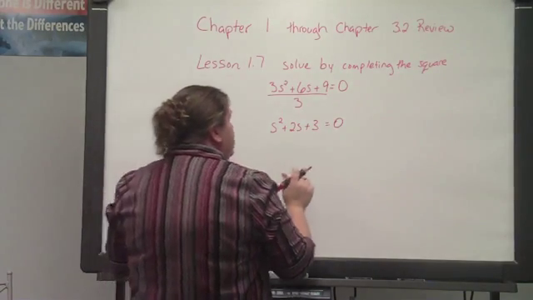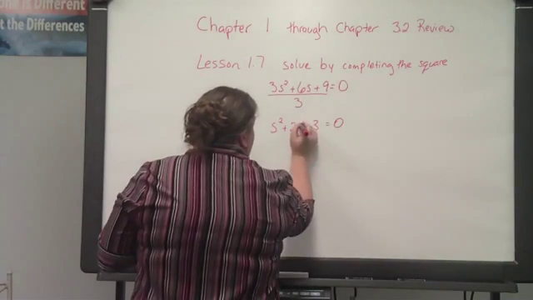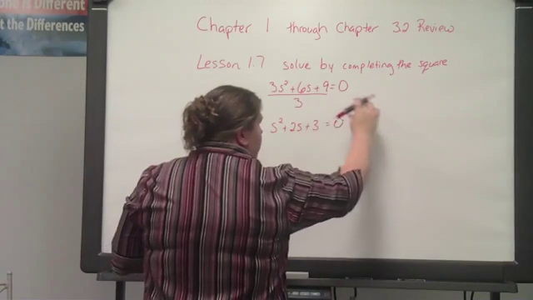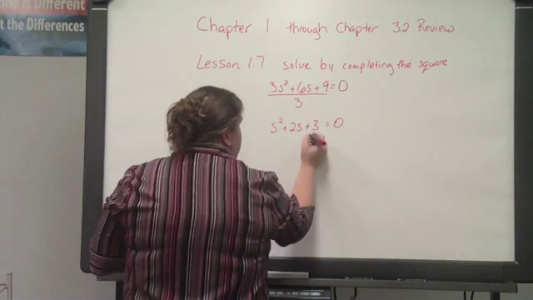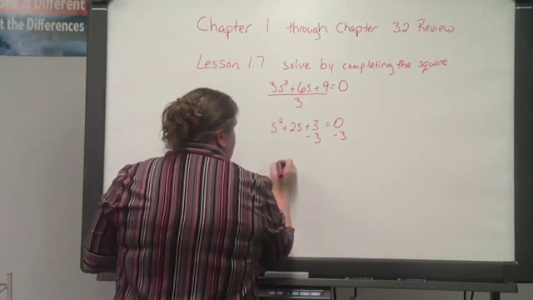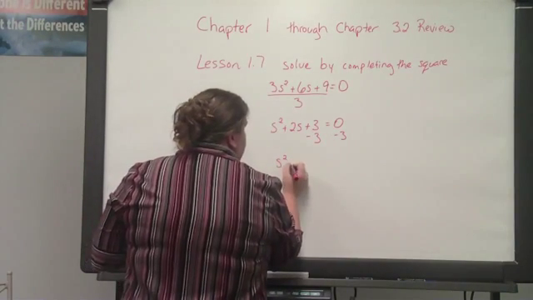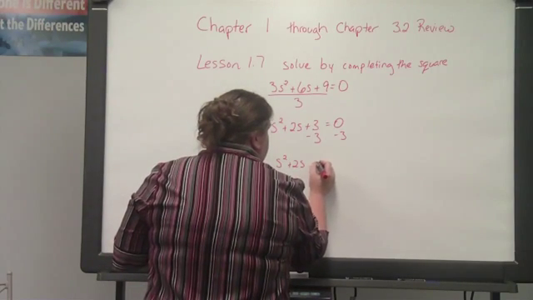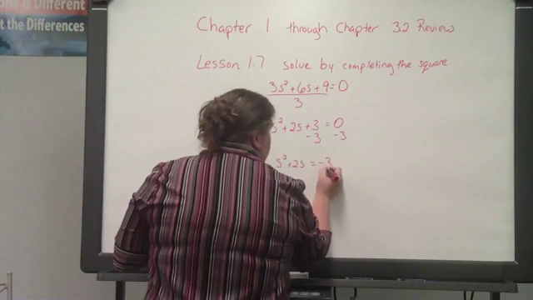Now with completing the square, remember we want to move our 3, which is our C, over to the other side of the equal sign. So we're going to subtract 3 and subtract 3. So I have s squared plus 2s equals negative 3.